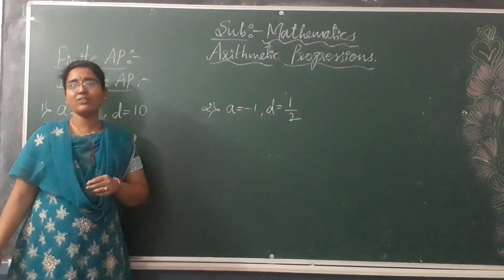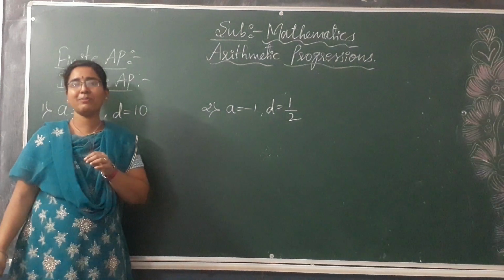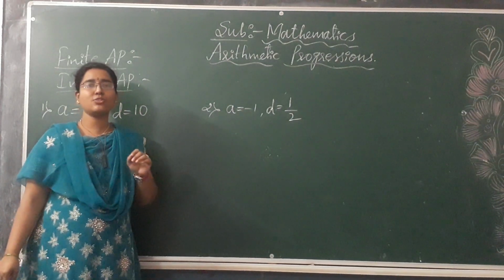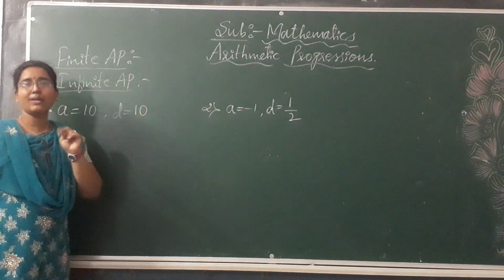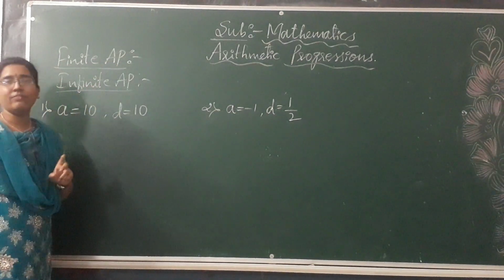Children, already we know the meaning of arithmetic progression, the general term of arithmetic progression, and the general form of arithmetic progression. Today let us know about the types of arithmetic progression. There are two types in arithmetic progression, that is finite AP and infinite AP.